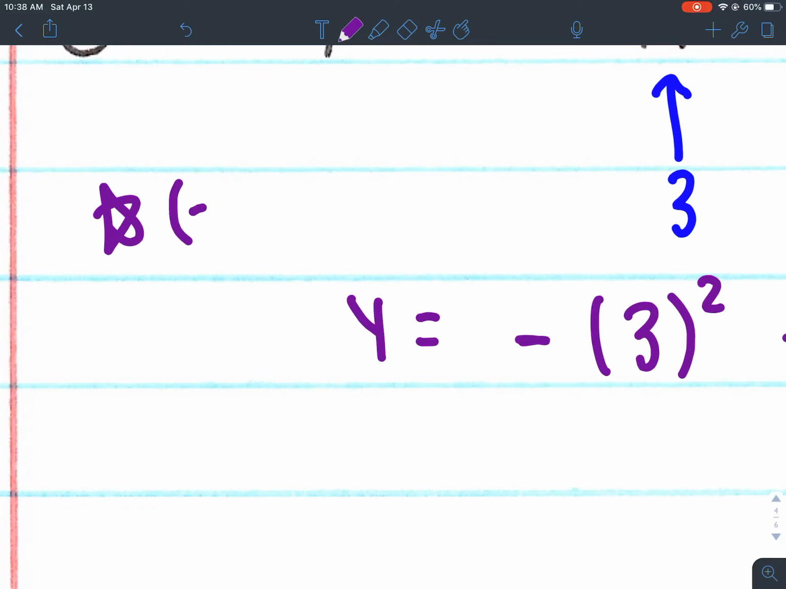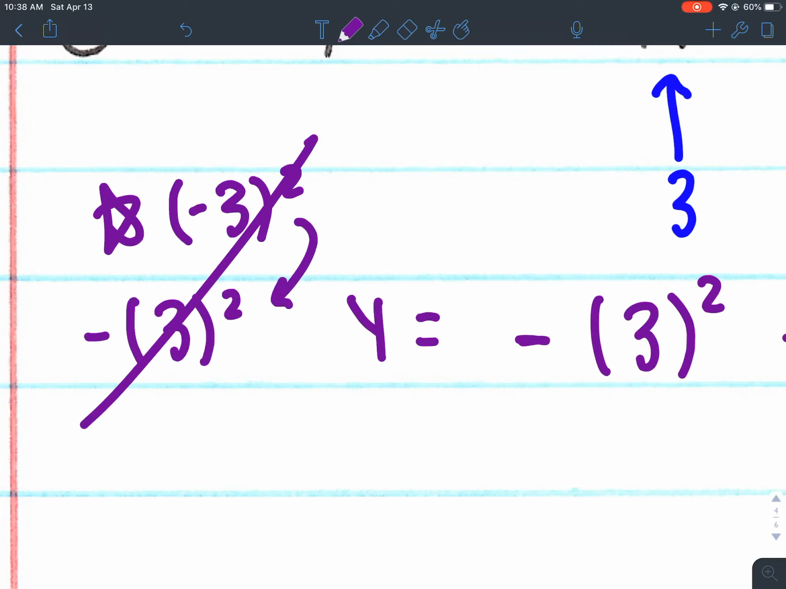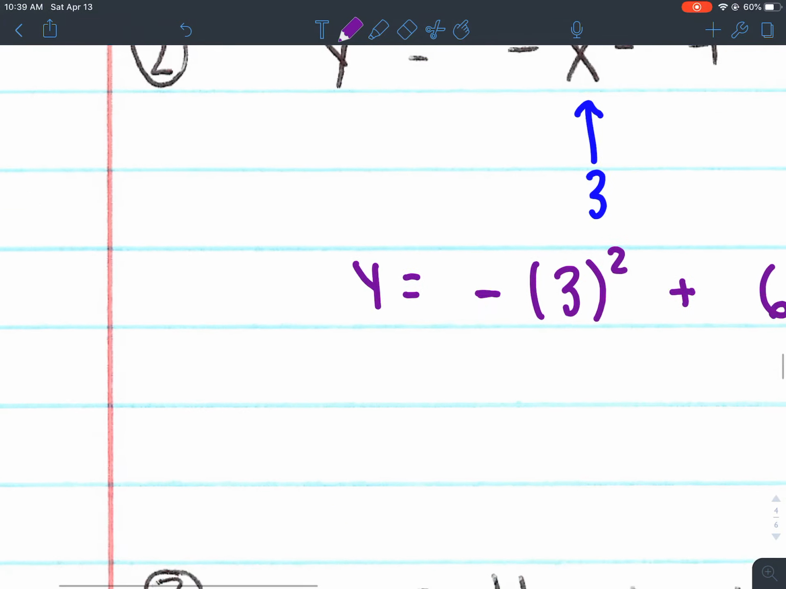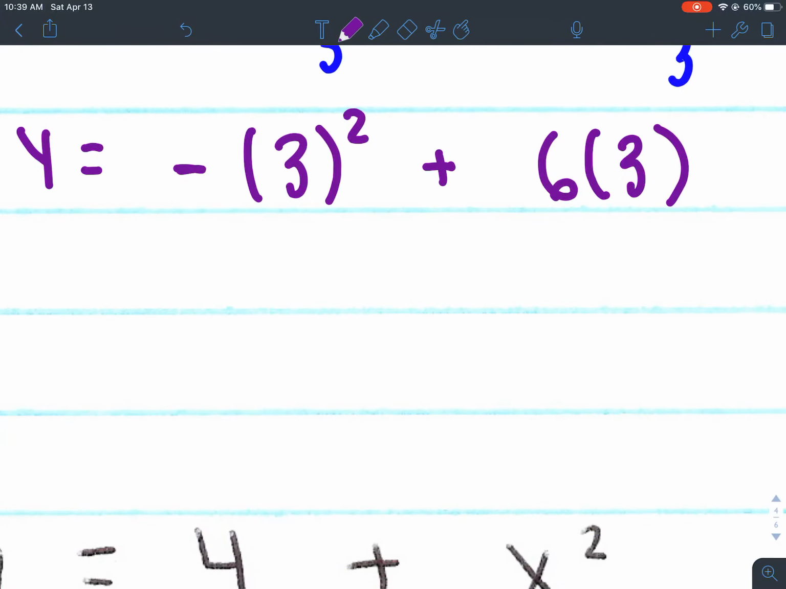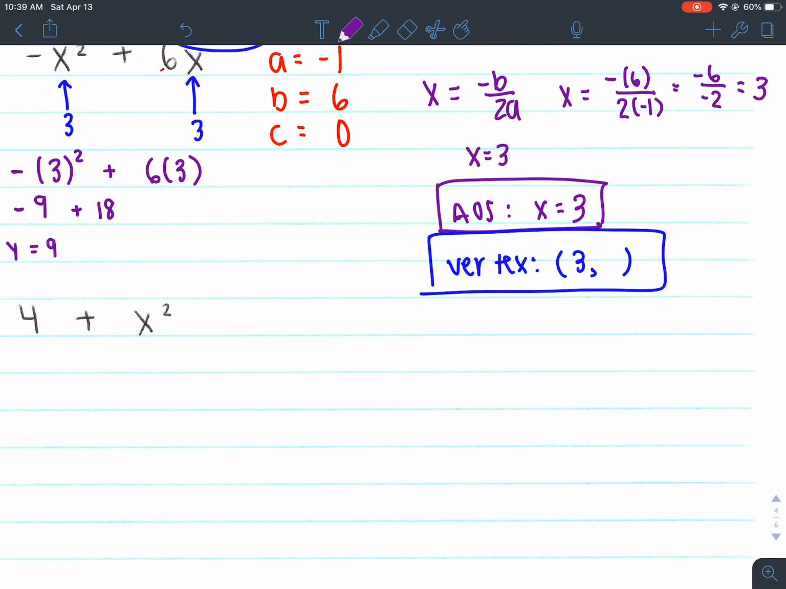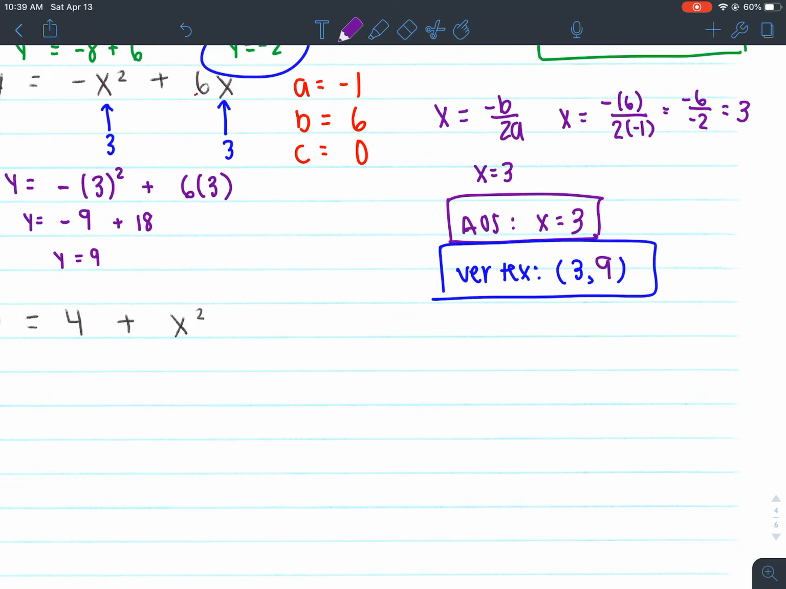I do want to stress the importance that negative 3 squared is not the same thing as negative times 3 squared. These are not exactly the same. One has a negative on the outside, and one has a negative on the inside, which means that this negative is going to stay out there, and then I'll do 3 squared, which is 9, and so that'll give me negative 9. So that negative will stay out there. And then I have plus 18, so I end up getting y equals 9. So I have 9 here for my y value.